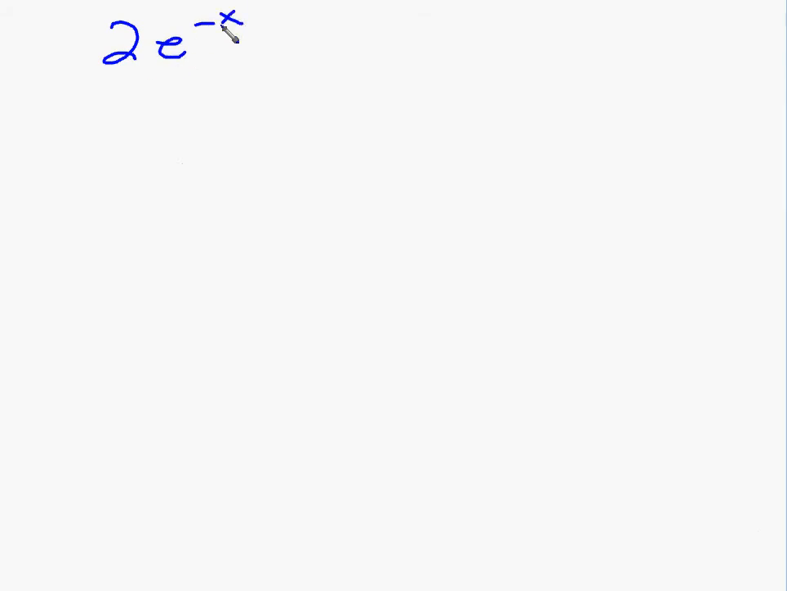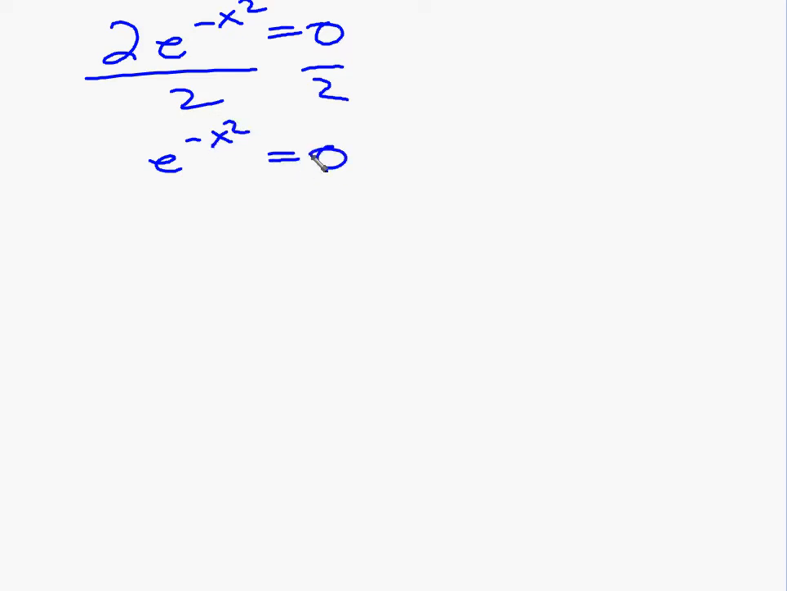2e to the negative x squared equals 0. First thing I would do is divide both sides by 2. So I have e to the negative x squared equals 0. Okay.